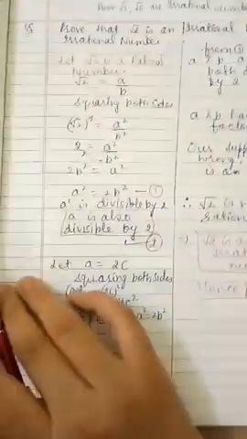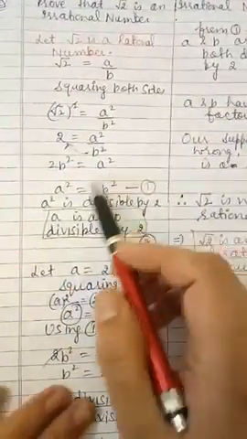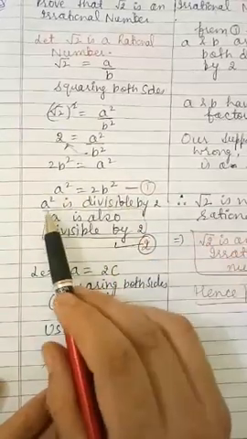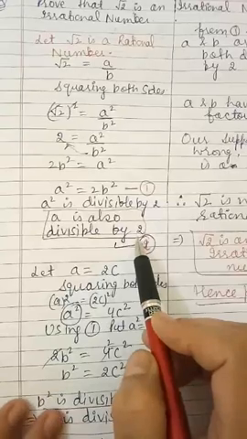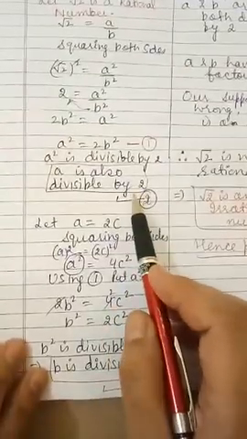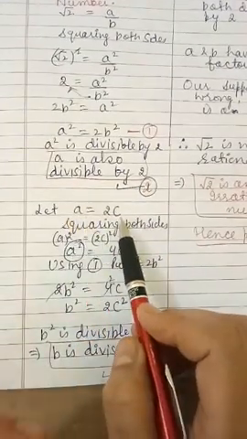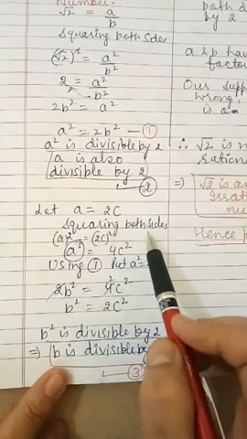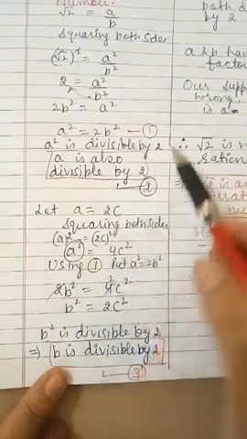Shift b square towards left side. So it is 2b square equal to a square. So a square is 2b square. It means a square is divisible by 2. So a is also divisible by 2. This is first equation. This is second. If a is divisible by 2, we can write let a be 2c. c is any variable. Do squaring both sides, here and here. We are getting a square equal to 4c square.